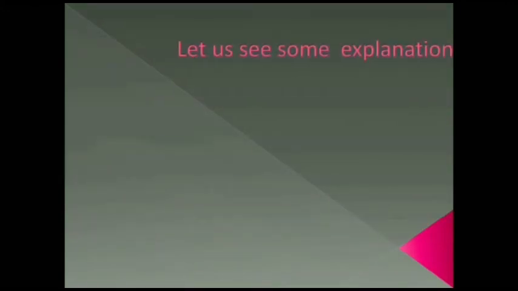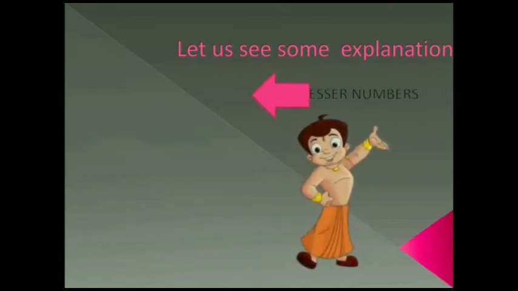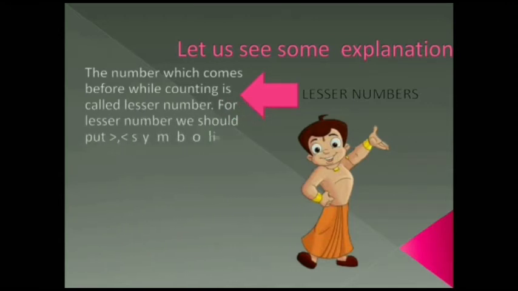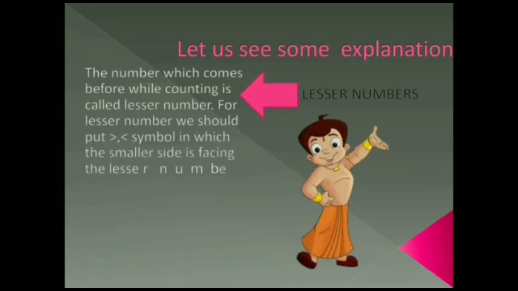Let us see some explanation. Lesser numbers. The number which comes before while counting is called lesser number. For lesser number, we should put greater or lesser symbol in which the smaller side is facing the lesser number. Let us see some examples, children.